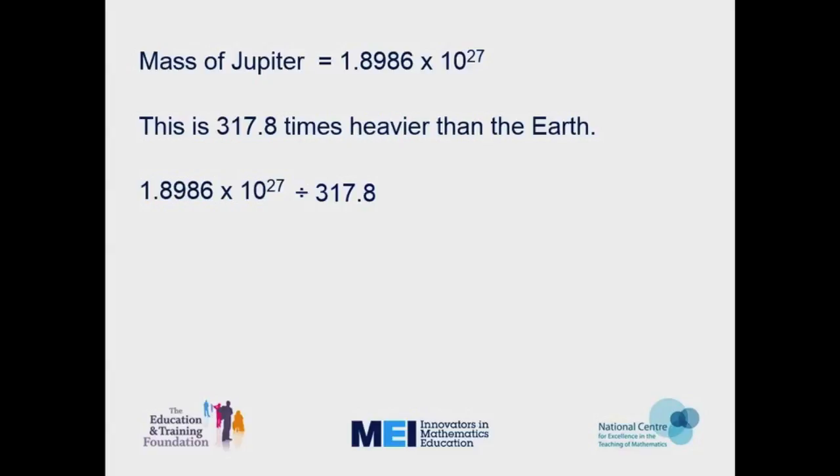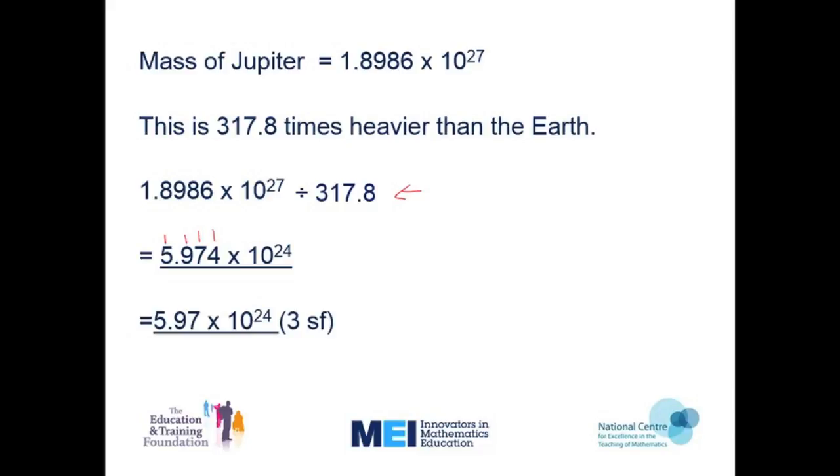317.8. Now this is definitely a question that wants you to use your calculator. So at this point, just enter this straight through your calculator. It will come out as 5.974 times 10 to the 24. But this is 1, 2, 3, 4 significant figures. We were asked for 3, so it's 5.97 times 10 to the 24 to 3 significant figures. And that, of course, is kilograms.